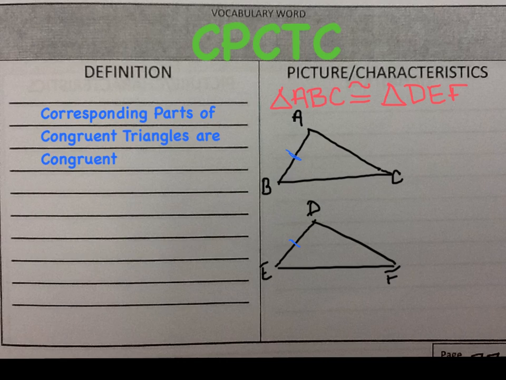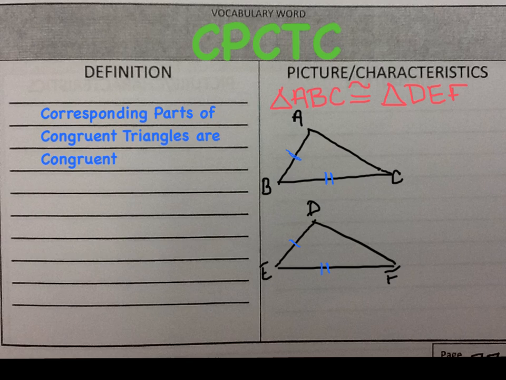And so on. We can look at the next two letters. BC is congruent to EF. So the order is really important. So BC, right here, is congruent to EF, right here. So that means they're the same length.